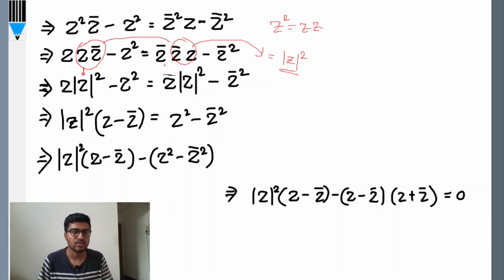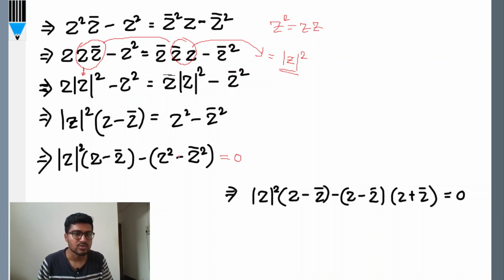Okay, so moving forward, we have taken everything to the same side, so we can take mod z square common. Taking mod z square common, what remains is z minus z bar, and the other term is z square minus z bar square. This is again of the form a square minus b square. So we have mod of z square into z minus z bar, and this is equal to 0.